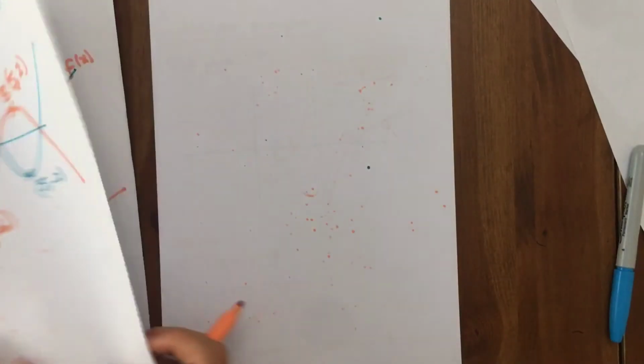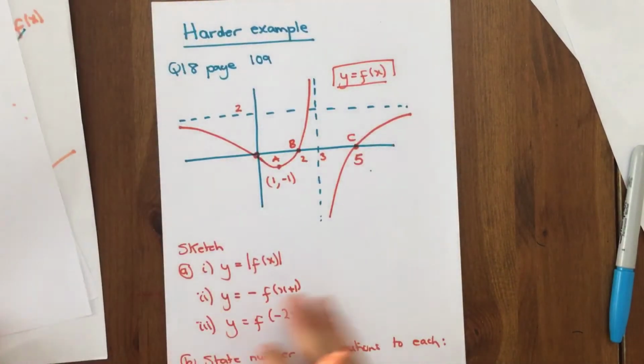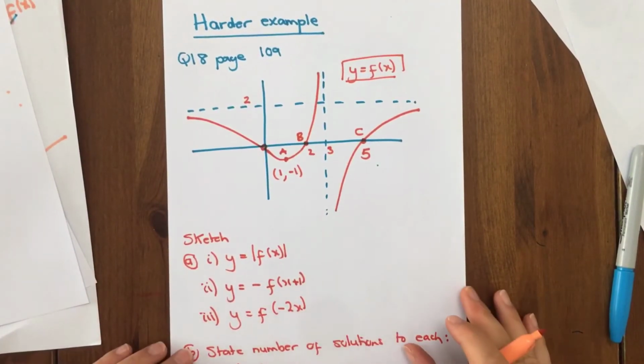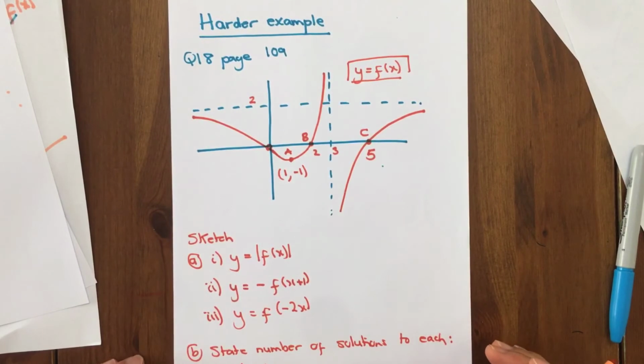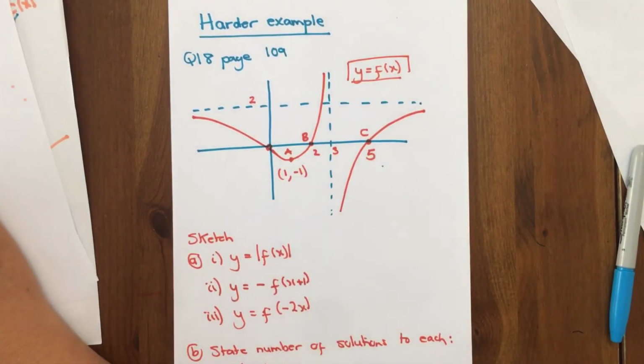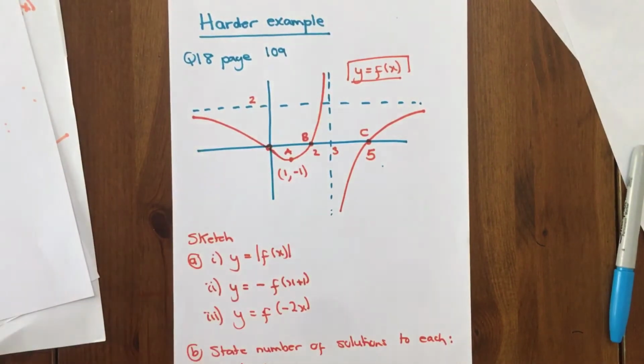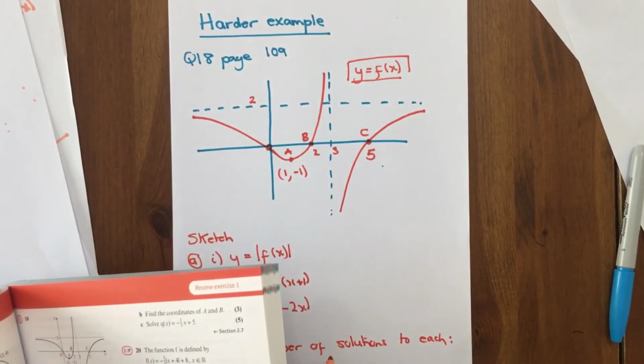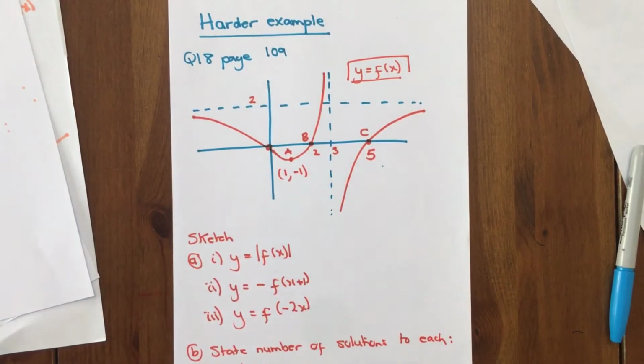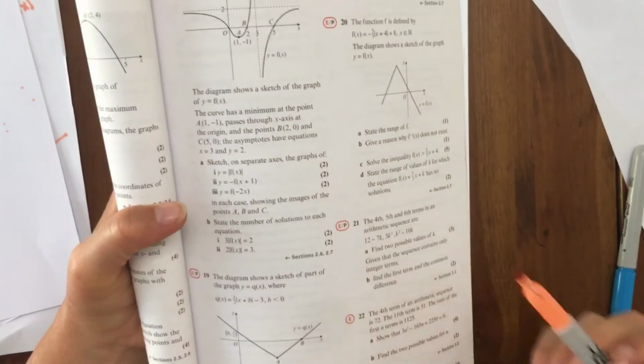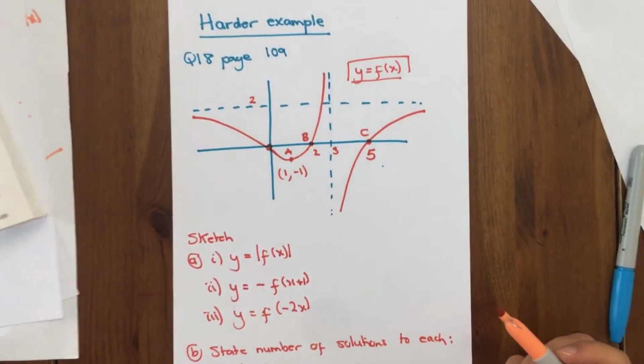Okay, now we're going to look at a harder question. If those weren't hard enough for you, this is question 18 on page 109. And why this is harder is because you've got your asymptotes in there. Now, it's page 109 because I'm looking at review exercise 1. Okay, so it's this question here, which I've written down on page 109.